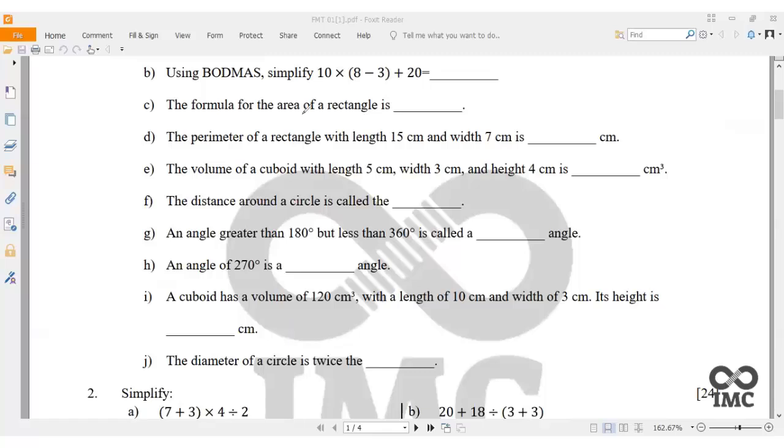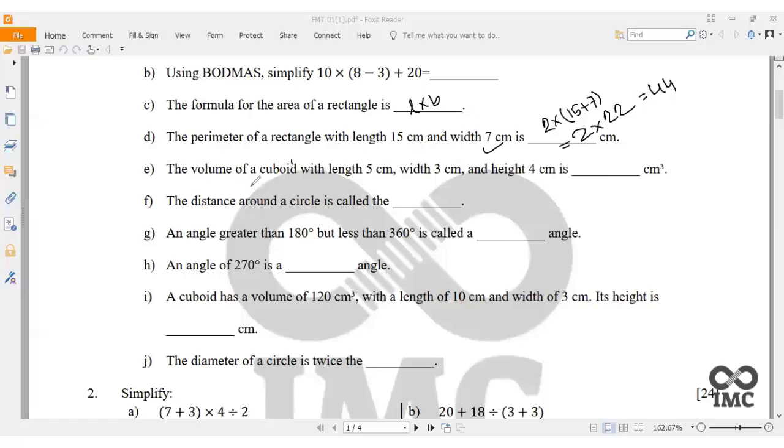Now, number C. The formula for the area of a rectangle is length multiplied by breadth. Number D. The perimeter of a rectangle with length 15 centimeter and width 7 centimeter is 2 multiplied by 15 plus 7. That is 2 multiplied by length plus breadth. So 2 multiplied by 15 plus 7, that will be 22, equal to 44 centimeter.